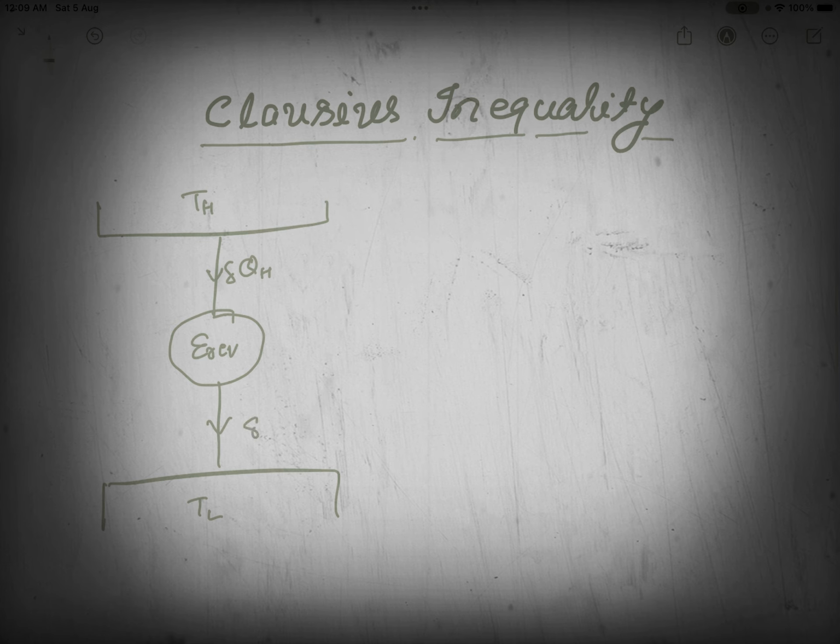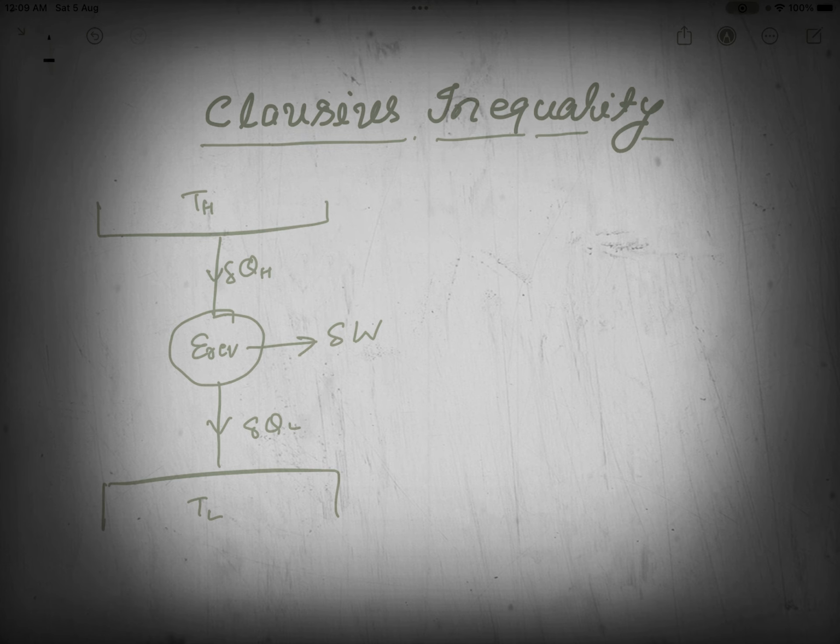So let us say we have a heat engine like this. We have a heat engine in which we have a source temperature at TH and sink temperature at TL, and we have a reversible heat engine which is taking delta QH amount of heat from source, and it is delivering delta QL amount of heat to the sink, and by their interaction it is producing del W amount of work. Fine.